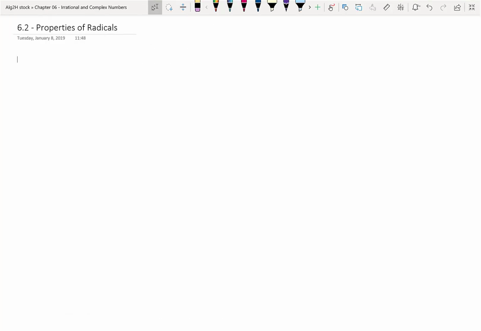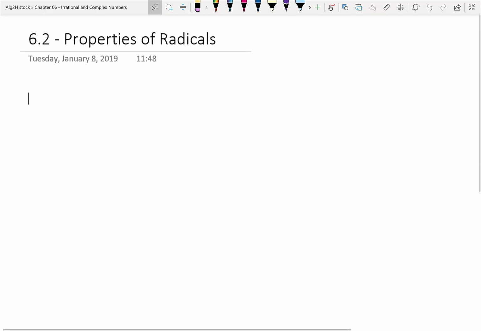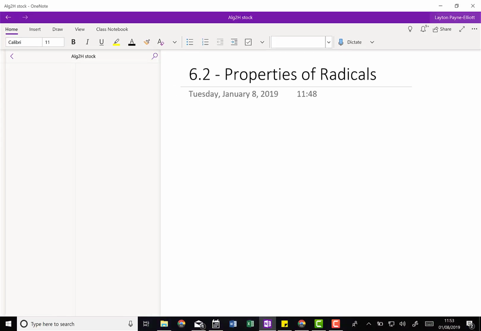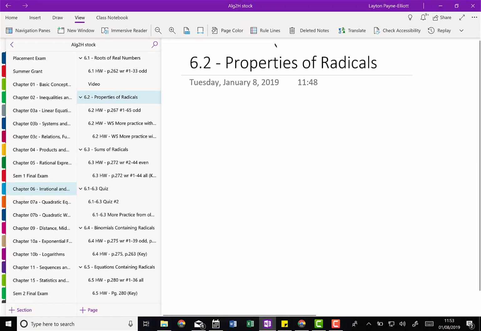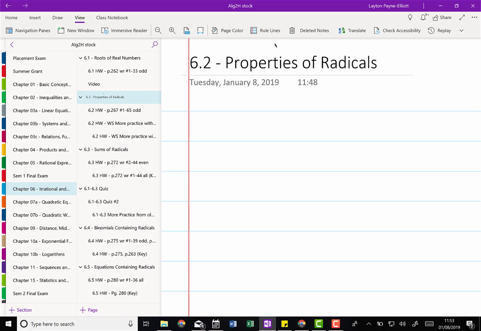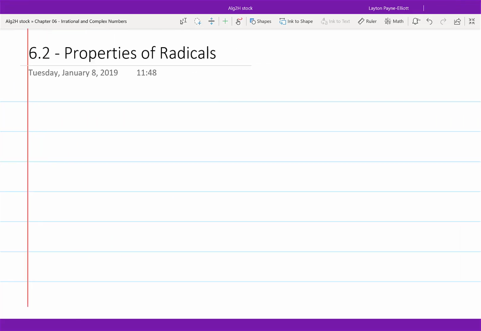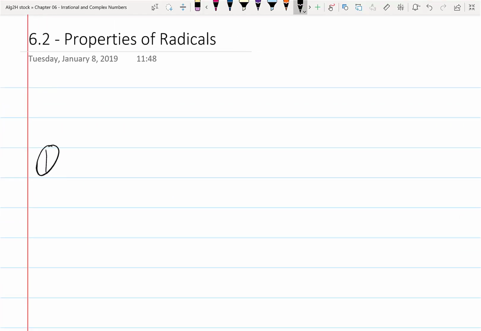Day 2 of this deals with properties of radicals, and let me turn on a grid here. Okay, so these are things that, when we say properties of radicals, are really things that we're using to simplify radicals. So let me kind of back up to a question.